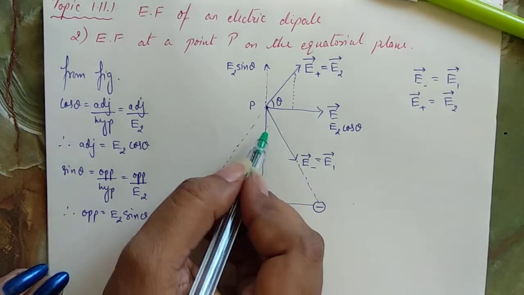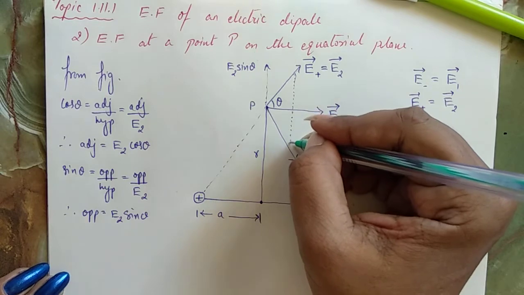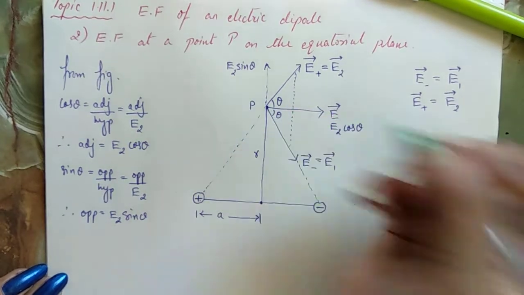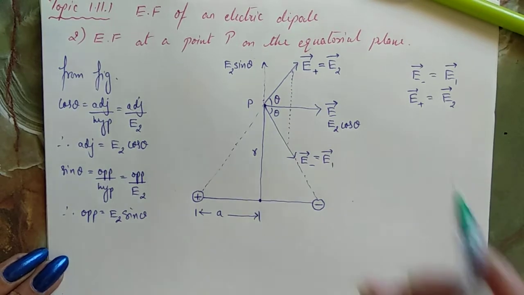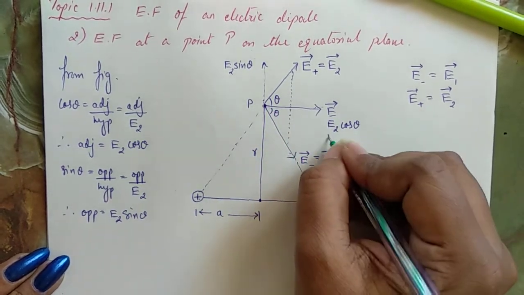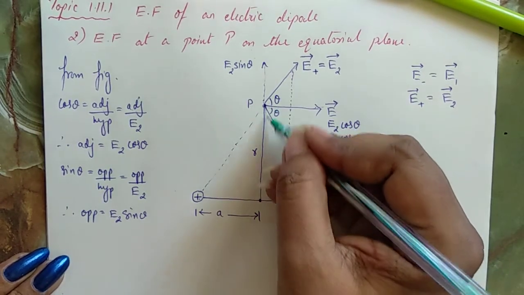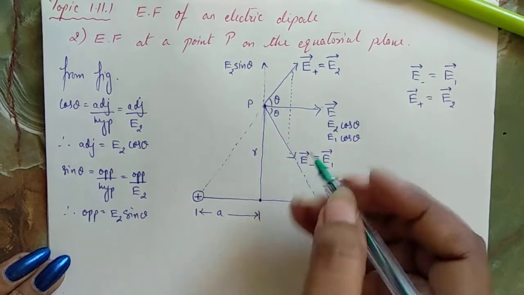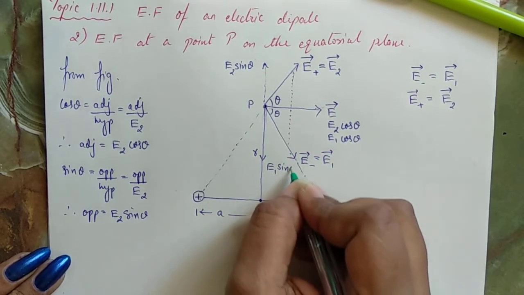Same way I can obtain the components of vector E1 also by drawing a right angle triangle over here, and this is theta. Again applying the same formula of sin theta and cos theta, I'll obtain this component of vector E1 as E1 cos theta and this component of vector E1 as E1 sin theta.